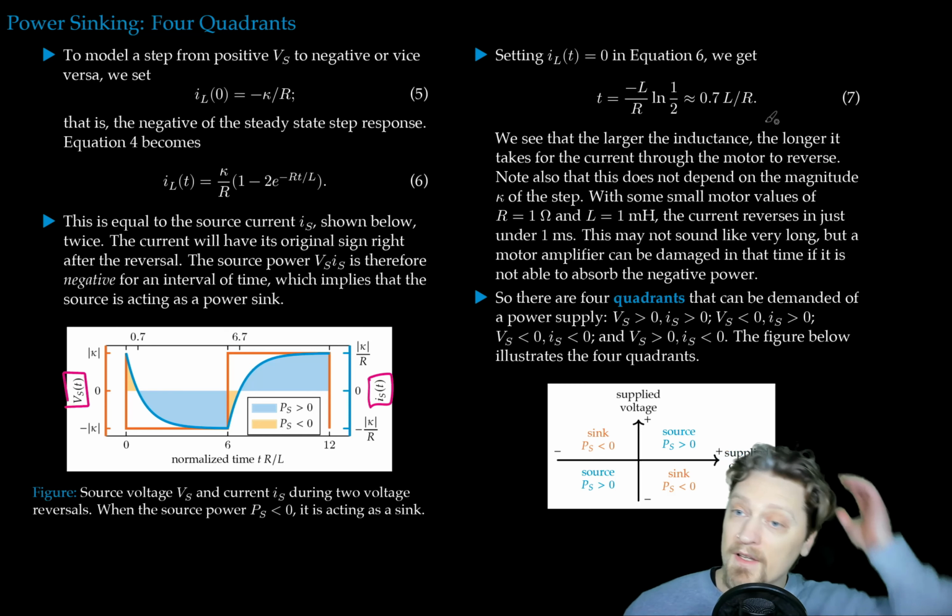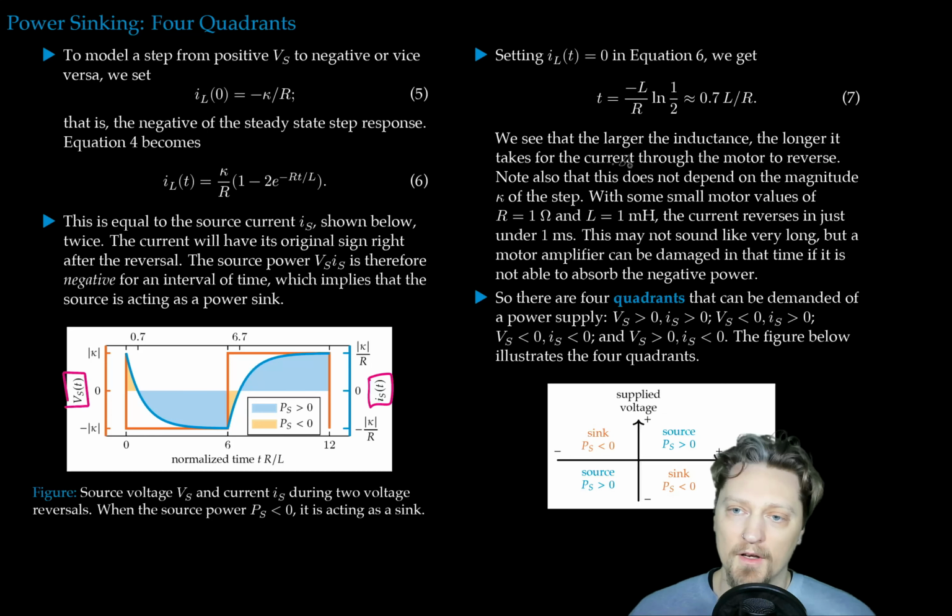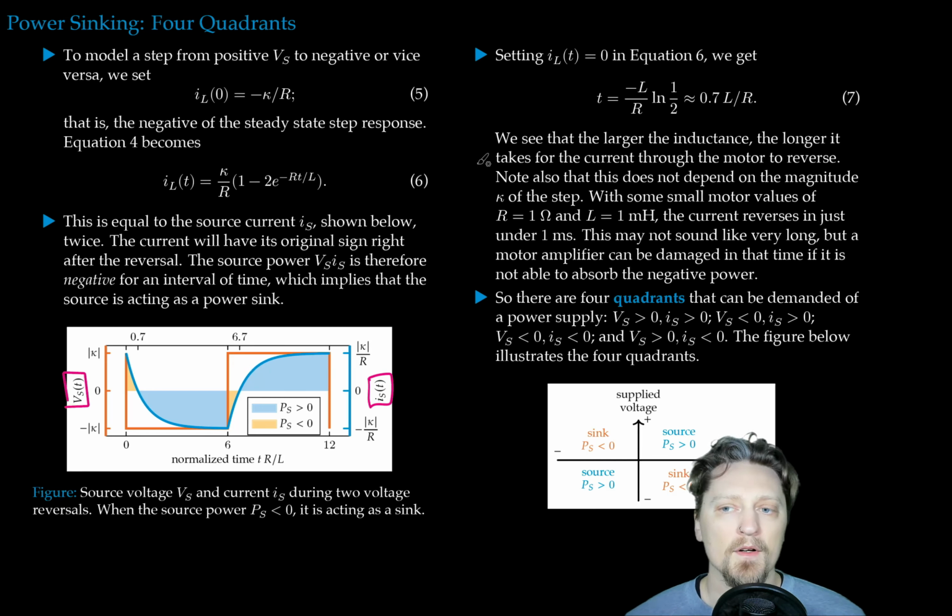We see that the larger the inductance, the longer it takes for the current through the motor to reverse. So this is the crossover point when power goes from negative to positive when we do a reversal of voltage. Note also that this does not depend on the magnitude kappa of the step. With some small motor values of R equal 1 ohm and L equal 1 millihenry, the current reverses in just under 1 millisecond. This may not sound like very long, but a motor amplifier can be damaged in that time if it is not able to absorb the negative power.